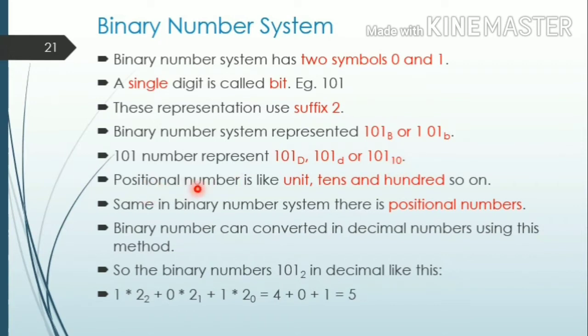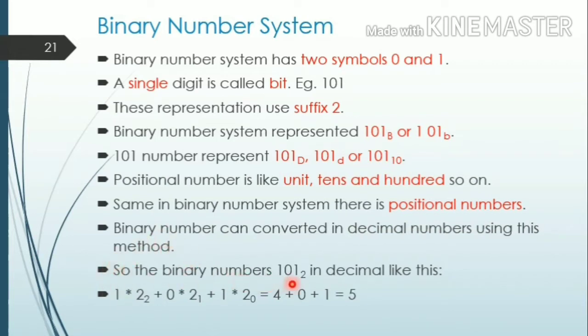Now positional numbers are like units, tens, hundreds. You have already learned this in the primary section, but here the positions go from right to left, starting from 0. Same in the binary number system, there are positional numbers, given from right to left. Now a binary number can be converted into a decimal number using this method. We will use this method to convert binary numbers into decimal numbers.